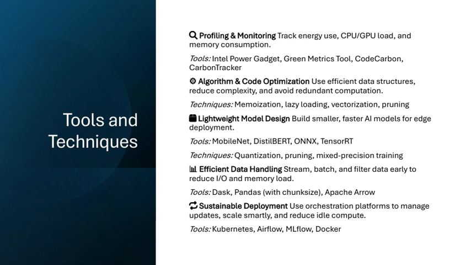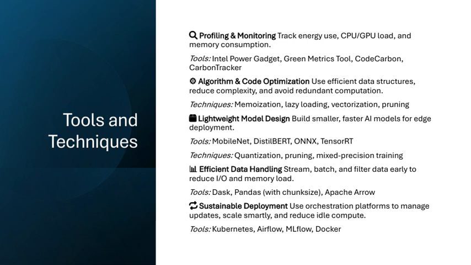Then there's efficient data handling. Streamlining how you manage data by streaming, batching, and filtering early helps cut down on input-output operations and memory load. Tools like Dask, Pandas with chunk size, and Apache Arrow are invaluable for handling large datasets efficiently.